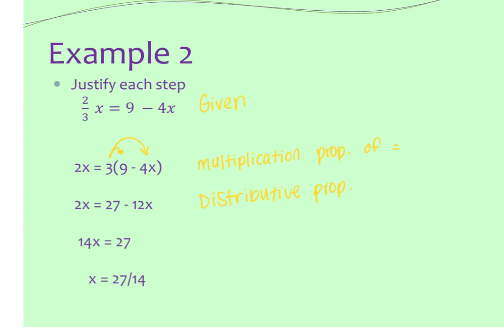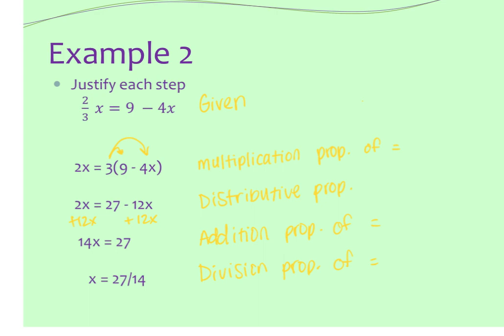And then next, what they did was they added 12x to both sides. In doing that, they used the addition property of equality. And then lastly, they divided by 14 to both sides. That's the division property of equality. And that's how they got x equals 27 over 14.